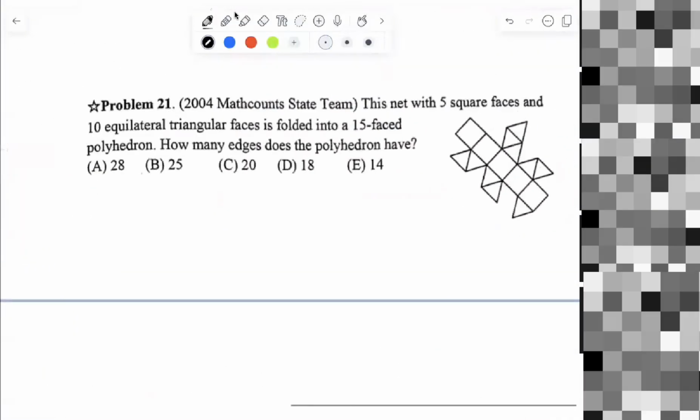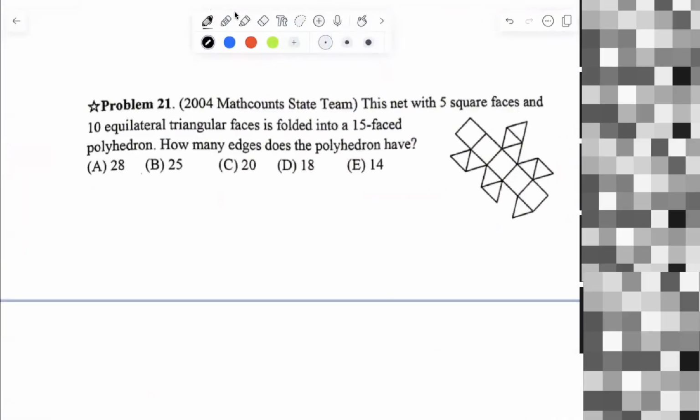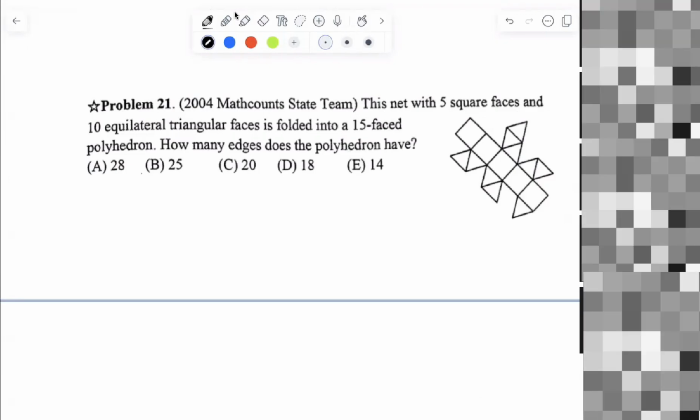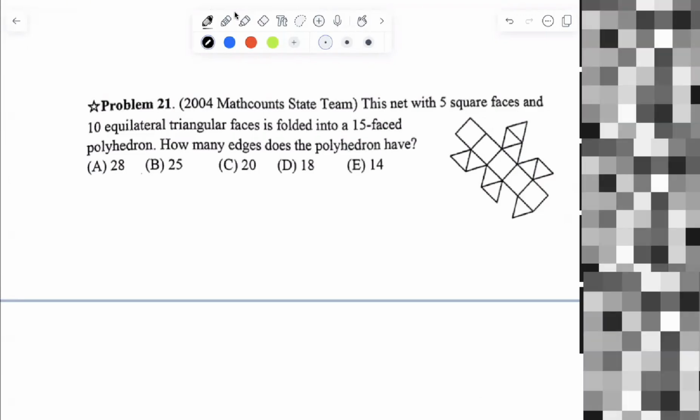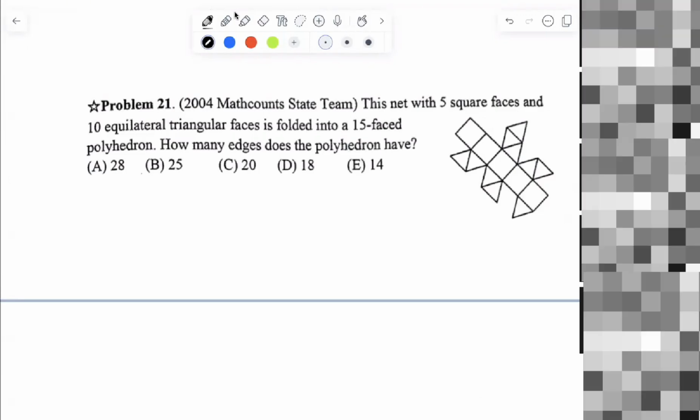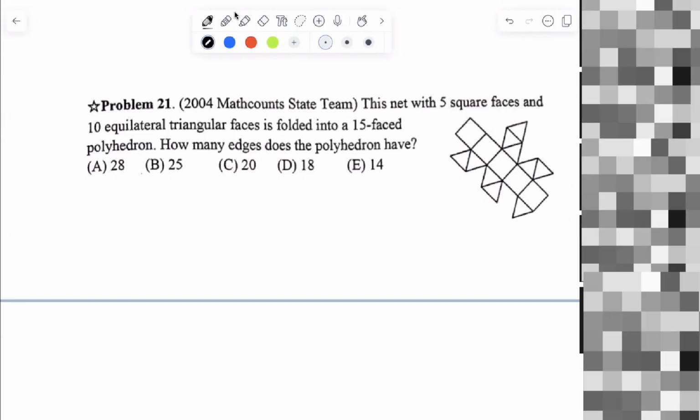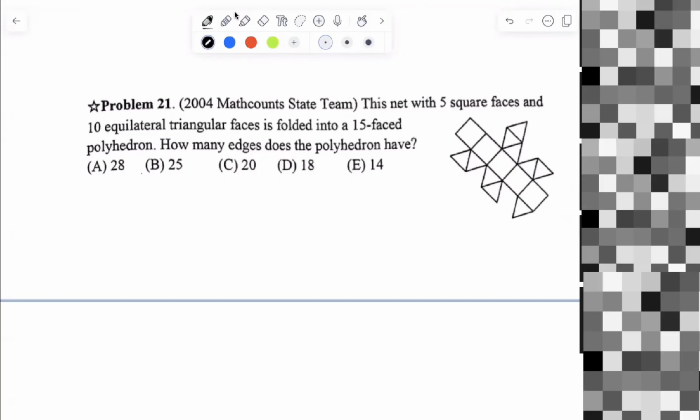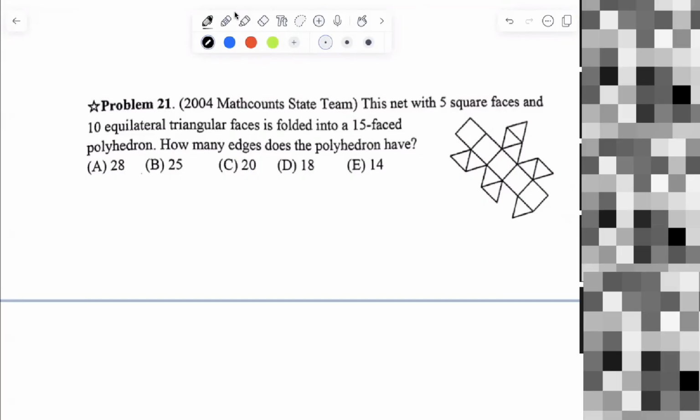Now let's move on to problem 21. This net with 5 square faces and 10 equilateral triangle faces is folded into a 15-face polyhedron. How many edges does the polyhedron have? I'll let you guys have a try on this question and tell me the answer in chat.